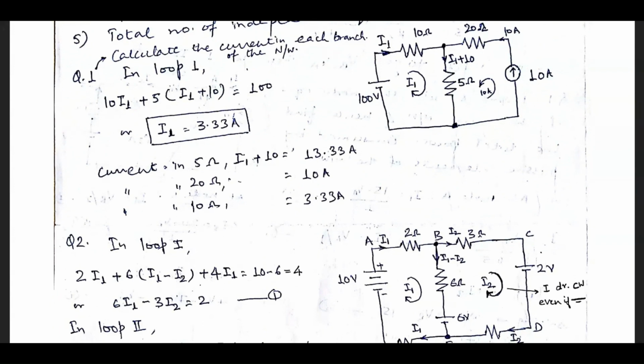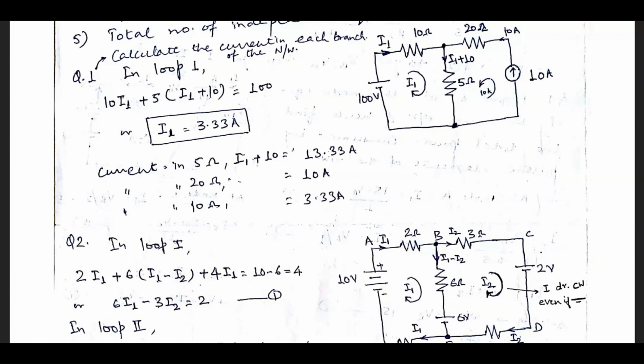Have a look at this circuit which is given. Here we are to calculate the current in each branch. One voltage source and one current source are given. In the first loop, based on the positive direction of the source voltage, we can assume the clockwise direction of the current as positive.